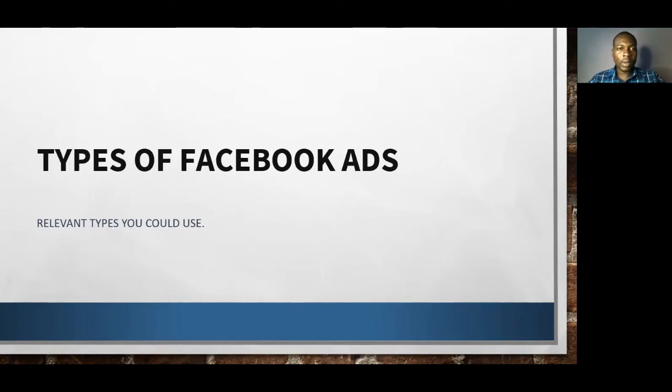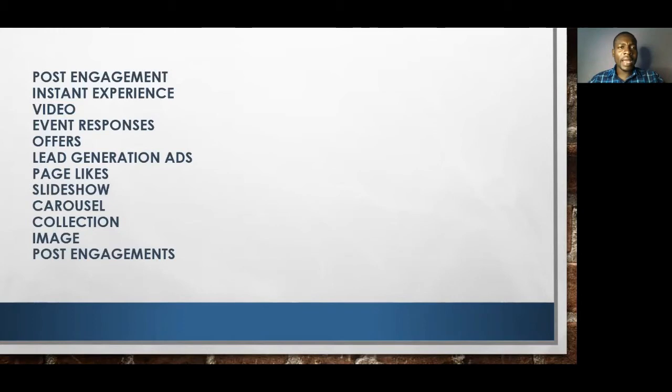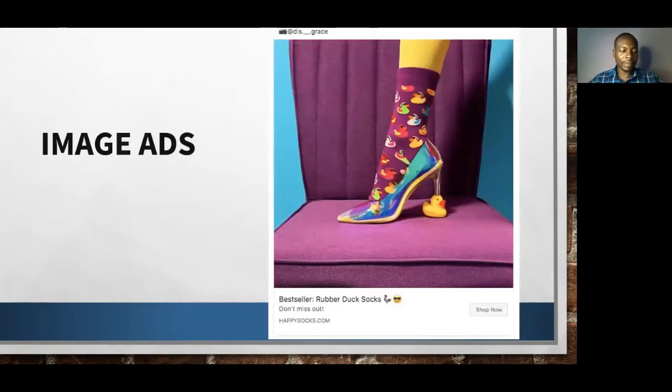Now, running ads, you have seen things like post engagement, instant experience. Let's brush that aside. Then we'll go back here. Image ad. This is an advert whereby you just post an image only. You have a website and a caption. This is what we call the Facebook ad copy. The caption says: rubber dog socks, don't miss out. Then the website, with just an image, a photograph.